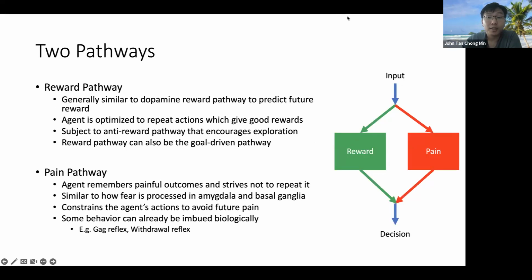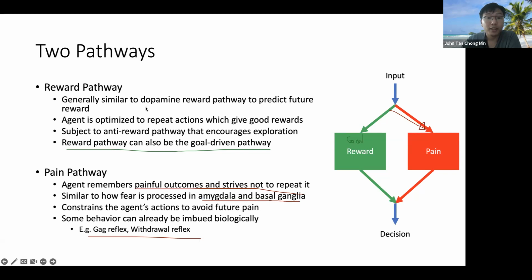But if we were to tie in with the goal-directed method I mentioned earlier, this reward pathway can also be the goal pathway. So rather than put this as reward, we can put this as goal-directed also. But in the traditional RL case, we can still use reward, no issues. I'm just saying that we might need to add in another pathway called the pain pathway, where you remember all the bad experiences and strive not to repeat them. This is like how it's processed in the amygdala, the fear response, and the motor systems, the basal ganglia, to retreat away. So this may already be inbuilt biologically.